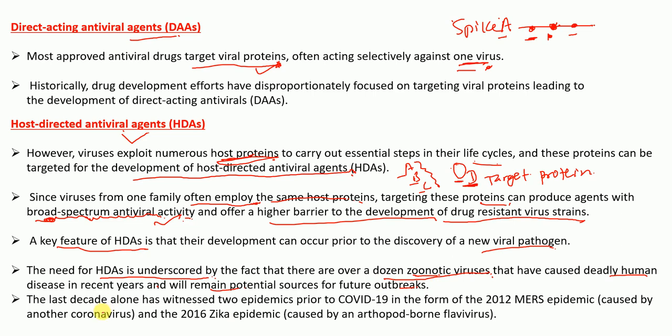And also, one important recent example is that we recently witnessed epidemics in 2012 MERS and in 2016 Zika prior to the current COVID-19 pandemic. So just imagine that if there is a new virus and this virus also uses the same host protein or factors as the viruses that were already available before, we can actually employ the host-directed antiviral agents against this particular factor to deal with this new virus or the new pandemic. Okay, so this is the major advantage of host-directed antiviral agents.